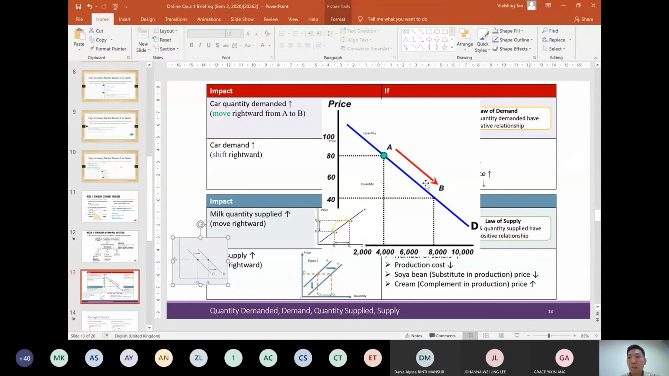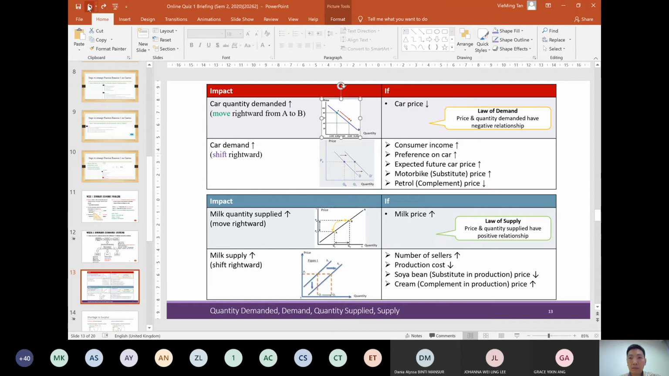All right. Besides the price, there are some factors that may shift the demand curve either to the left or to the right. Shift is different from movement. Movement is along the original demand curve, but shift is a shift to a new demand curve. It can be to the left or to the right, and we call this a change in demand.